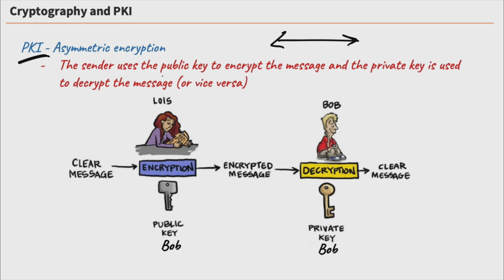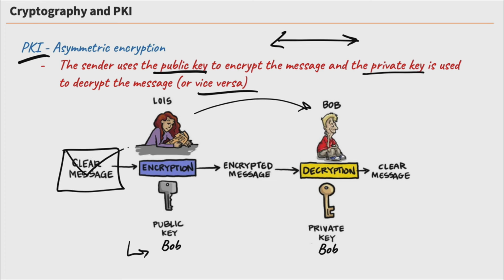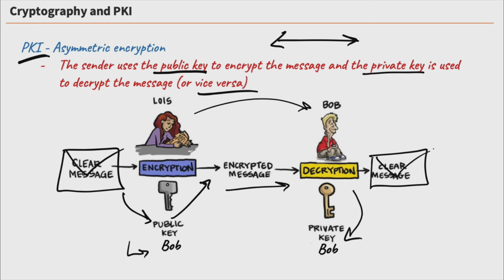Number one, the sender uses a public key to encrypt the message, and then the private key is used to decrypt the message, or vice versa. Now, let's talk about this. Lois over here wants to send a message to Bob, and Lois goes out and gets Bob's public key, which he has on his key repository website. What she does is she creates a clear text message. She then uses Bob's public key to encrypt it, and then sends it over. Bob uses his private key to decrypt it, and now has the plain text message to read.